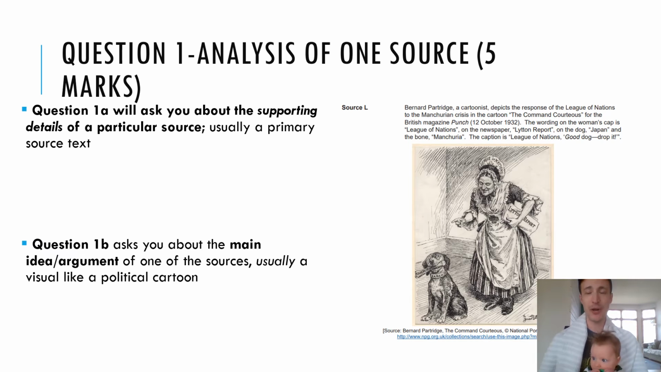So, question 1, here's an example right over here of a source that you would get for question 1B potentially. 1A is usually from a primary source text. So question 1A will ask you about supporting details of a particular source. It'll say why, according to source X, why did blah, or what were the reasons for blah, blah, blah. It's usually a primary source text. It's not usually a secondary source. It's not usually a visual of some sort.